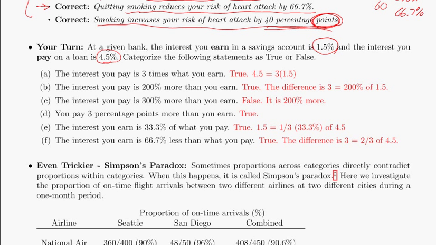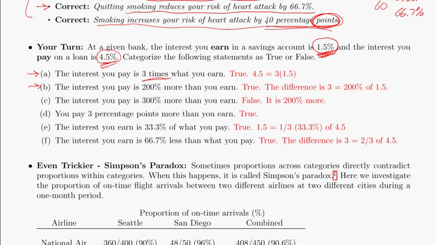So in the first statement, the interest you pay is 3 times what you earn. And that is true because 4.5 is 3 times 1.5. So that's a true statement. The interest you pay is 200% more than you earn. And that is true because the difference is 3. The difference is 3 percentage points, right? From 1.5 to 4.5, the difference is 3 percentage points, which is actually twice or 200% the rate that you earn. So the difference is 3, and that's 200% of what you earn.